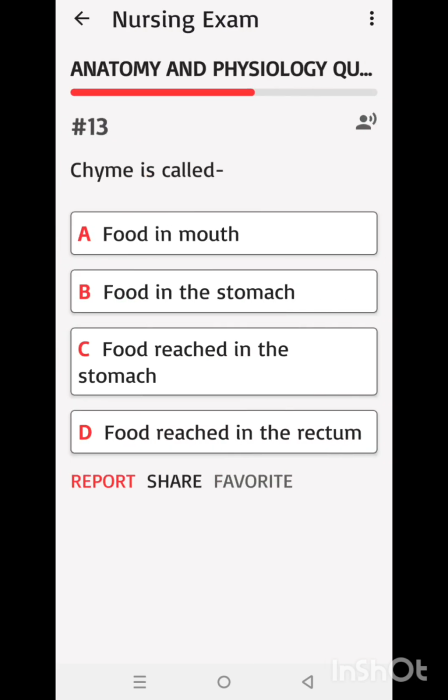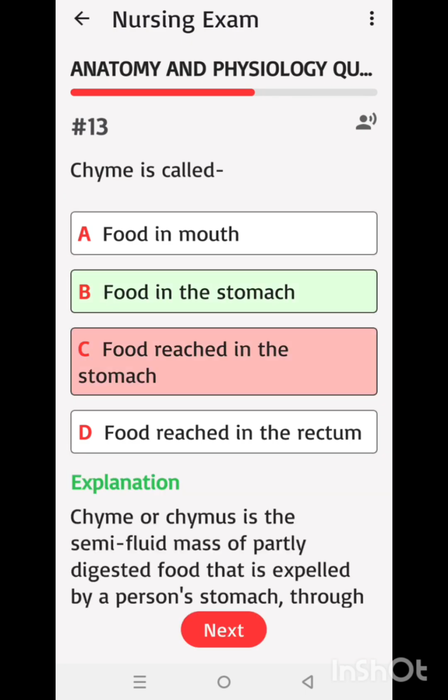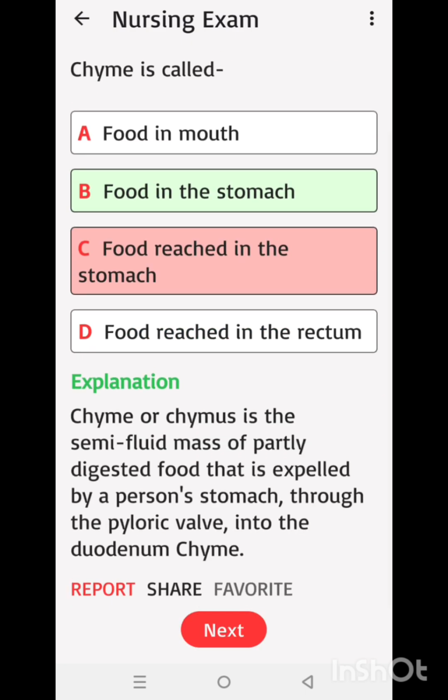Chyme is called A. Food in mouth. B. Food in the stomach. C. Food reached in the stomach. D. Food reached in the rectum. Correct answer is B. Chyme or chymus is the semi-fluid mass of partly digested food that is expelled by a person's stomach, through the pyloric valve, into the duodenum.